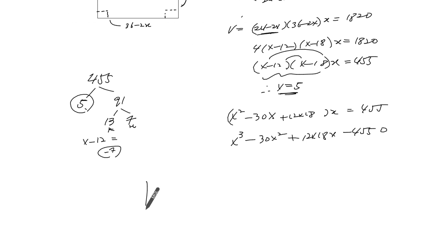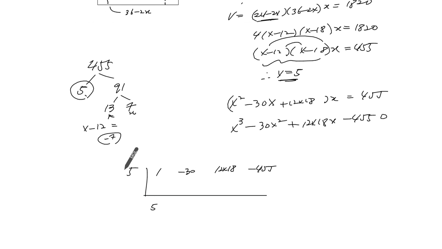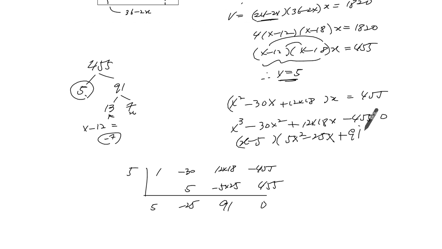So if you use synthetic division with 5, it should work. 1, minus 30, 12 times 18, minus 455. So 5. This is minus 5 times 25. Let me just punch that in the calculator. If you multiply by 5 again, 455, so it works out. So this factors into x minus 5 and x squared minus 25x plus 91.